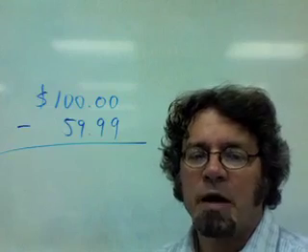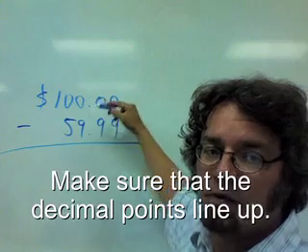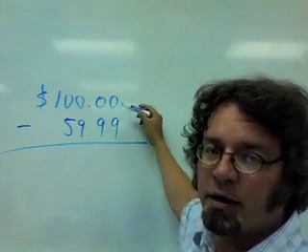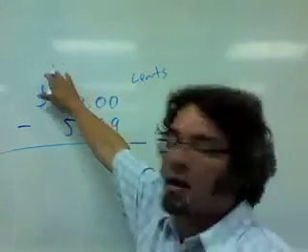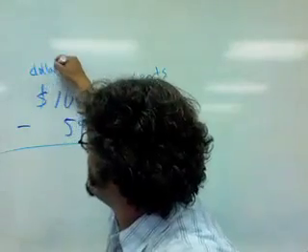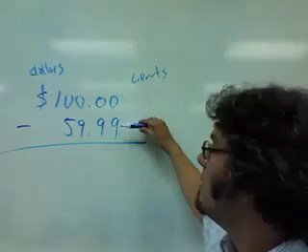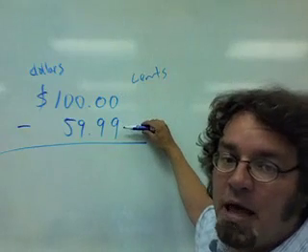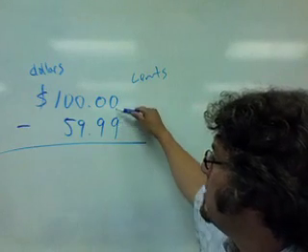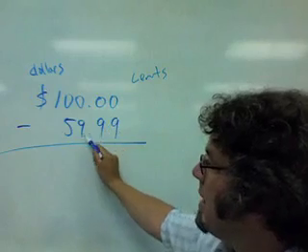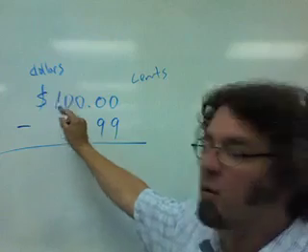When you subtract money, make sure that the decimal points line up. So here's a decimal point, and then on this side you have cents, and then on this side you have dollars. $100 minus $59.99. So we'll start over here, and as you can see, these numbers are too big to be subtracted from the zeros. So I'm going to go all the way over here and start borrowing.